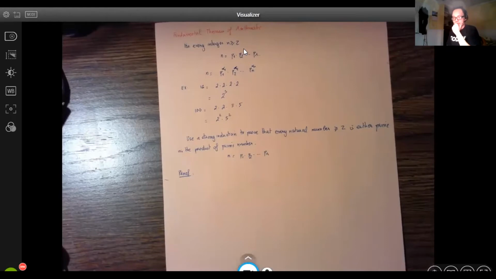So in order to prove this, you have to use strong induction. I don't know if you guys remember what strong induction is. In the previous video, I already talked about strong induction, and I said that if P(m), P(m+1), P(m+2), the statements, and P(m) is true, right?